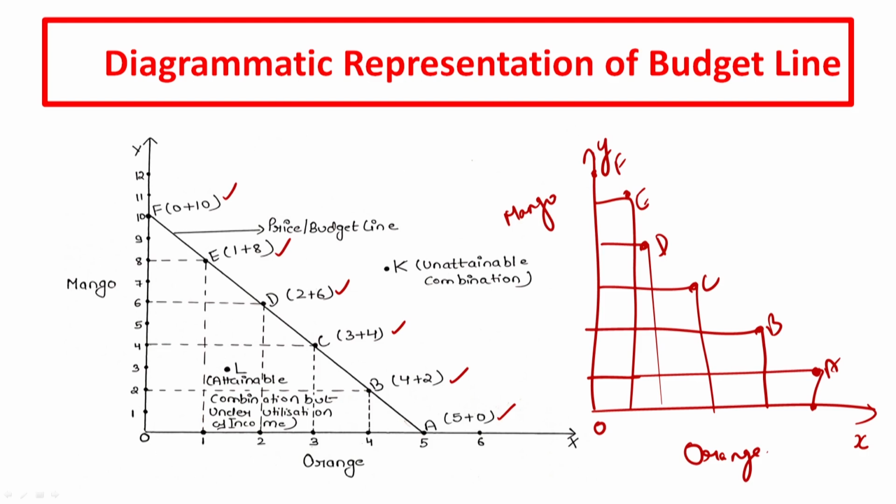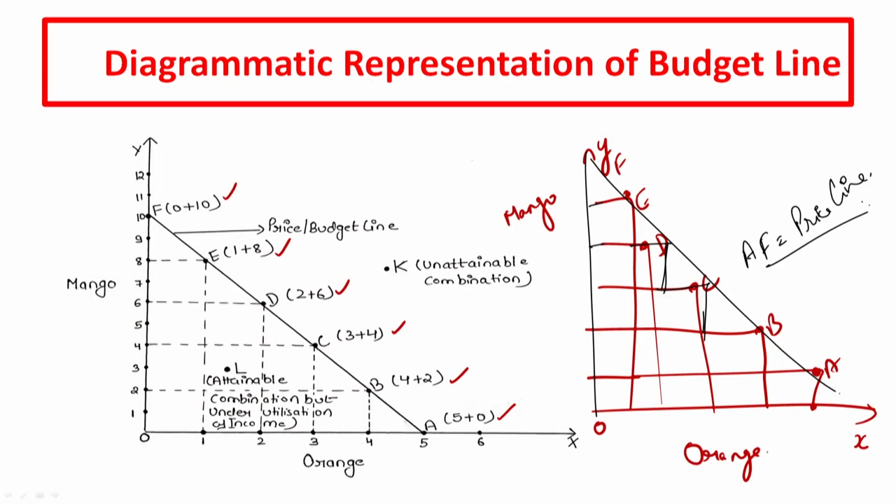When you join these, this will give you the price line. So, you are going to connect, and this will be a straight line, the price line. So, this A and F is your price line. This signifies the maximum combination of the two goods the consumer can purchase at a given market price of the respective commodities out of their limited income.